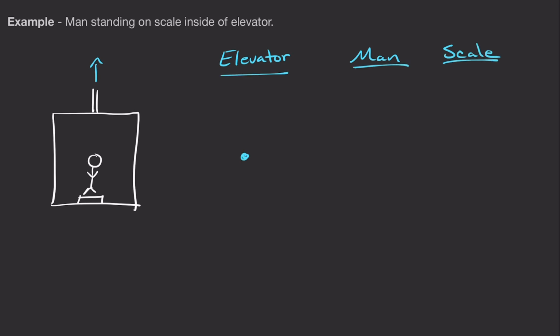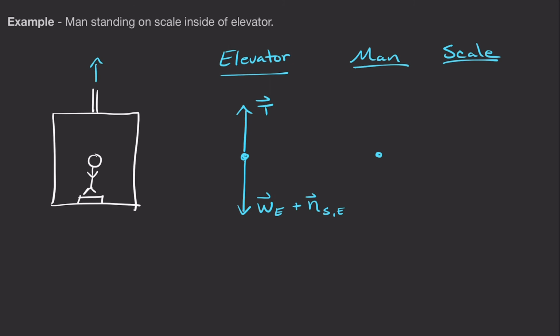So the elevator has a weight itself, and then it's going to be pulled up by some tension in some big strong cable. Okay? And then this scale is pushing down on the elevator as the elevator pushes up on it. So there's going to be a normal force from the scale on the elevator.